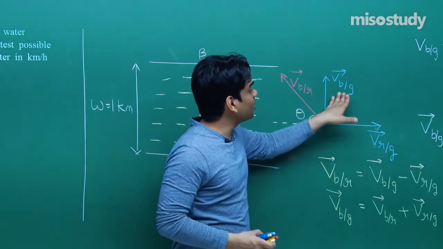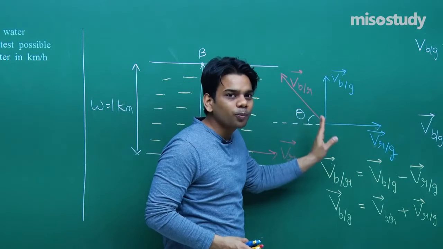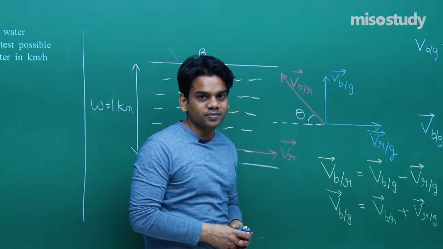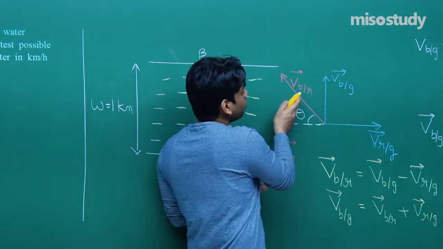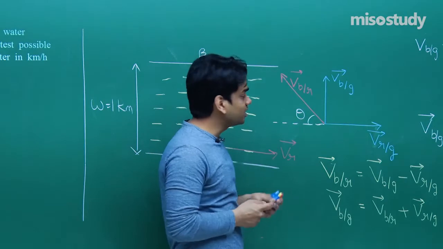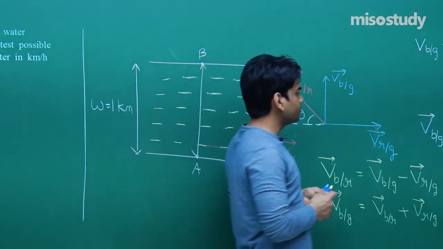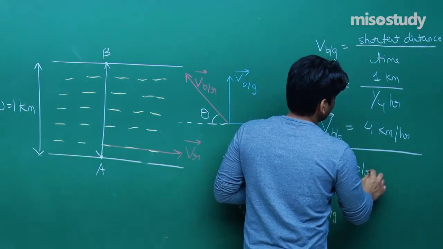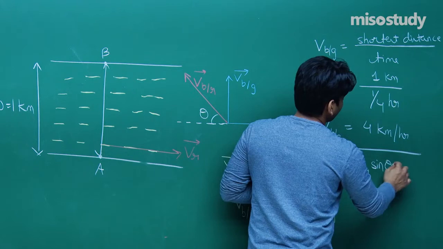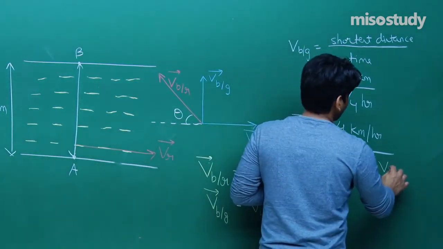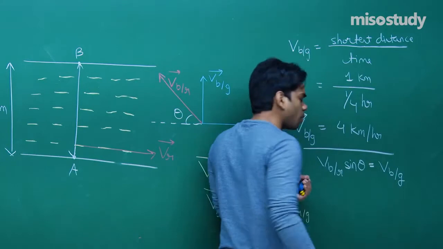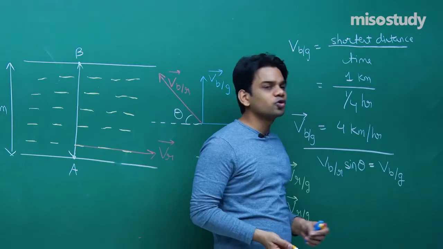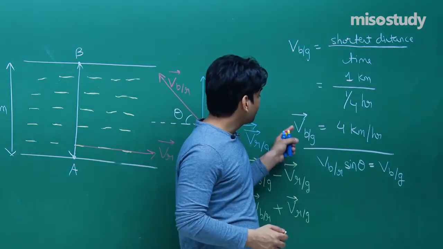Now see, this value, its entire part will be the vertical component of this velocity. So we can write velocity of boat with respect to river into sine theta will be equal to velocity of boat with respect to ground. Let me write here from the vectorial diagram. Velocity of boat with respect to river sine theta will be equal to velocity of boat with respect to ground. Not a problem. Quite simple, quite easy. We have this value.